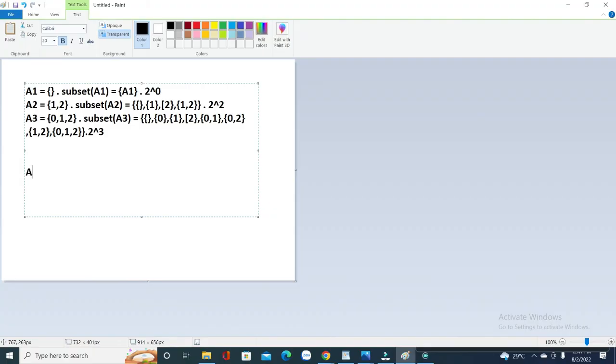So in general, for the set AN with n elements, that means the number of elements in AN is equal to n. Then the number of subsets of AN is generally 2 to the power of n, as the theorem has stated. So let's try to prove that.